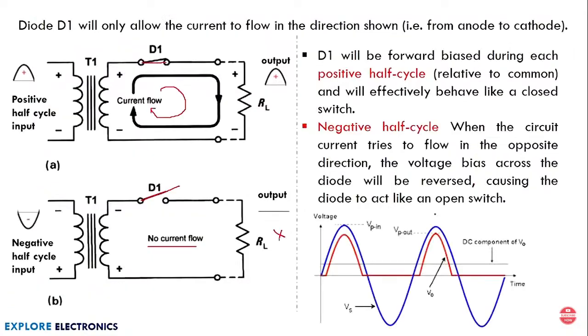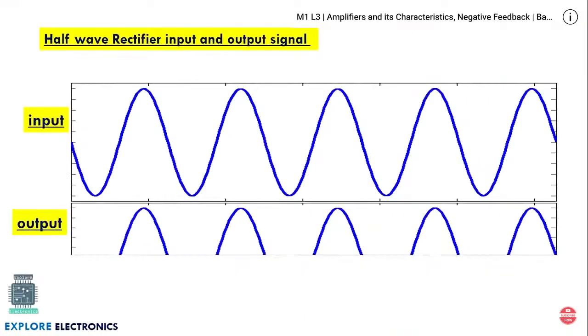Here is the waveform that gives the meaning to this particular operation of the half-wave rectifier. Here the blue wave indicates an input signal and the red line indicates an output signal. You can clearly observe that in the positive half cycle we get the output, and in the negative half cycle there is no output generated. This is the output of the half-wave rectifier. We can plot it like this.